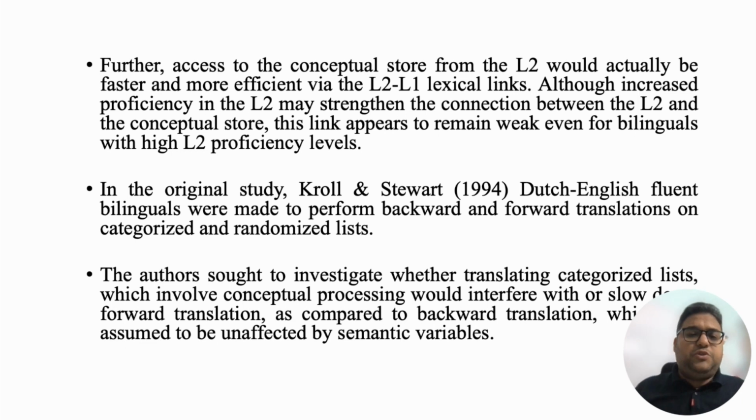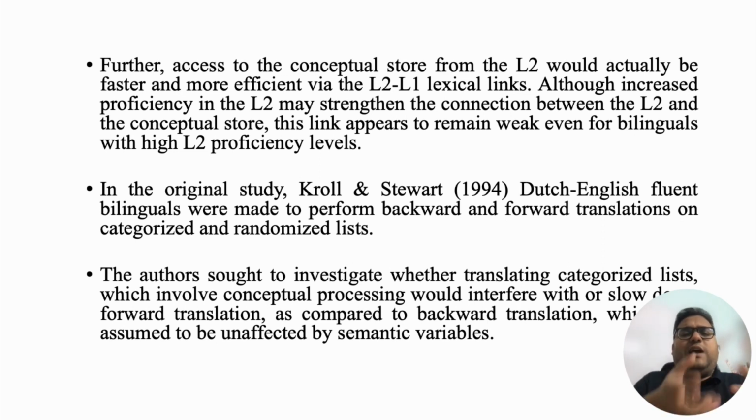The authors actually sought to investigate whether translating categorized lists, which involve conceptual processing, would interfere with and slow down forward translation as compared to backward translation, which was assumed to be unaffected by semantic variables. So basically, you would have lists of fruits and animals and tools, or you could have a random list which contains all these kinds of things.